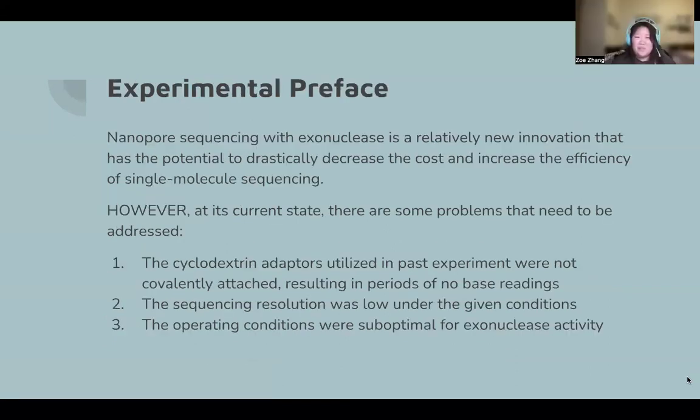To preface the experiment, nanopore technology offers a potential for low-cost and high-efficiency sequencing without the need for fluorescence labeling, with the use of exonuclease to free individual nucleotides. However, three problems arise from this method that need to be addressed. First, the cyclodextrin adapters are not covalently attached, so there will be periods where no base readings are detected. Second, the resolutions of the sequence spaces are too low under the operating conditions. Third, the operating conditions were suboptimal for exonuclease activities.